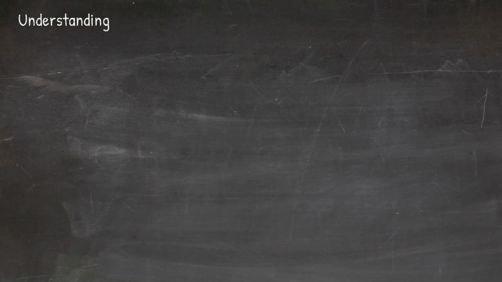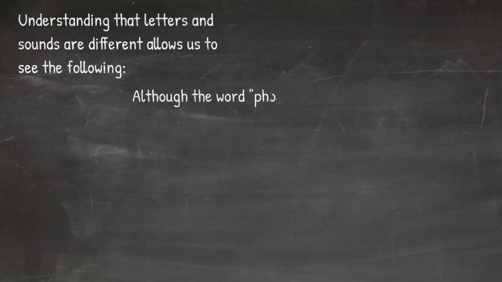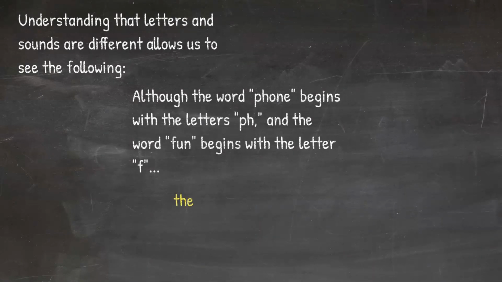Once we understand that letters and sounds are not the same thing, and that they're in fact quite different, we can also see things like the following. Although the word phone, for example, begins with the letters PH, and the word fun begins with the letter F, what we know when we understand what sounds are is that they both begin with the same sound, the sound F, regardless of how they're both spelled.